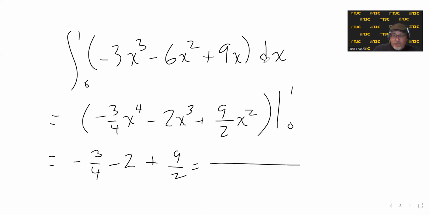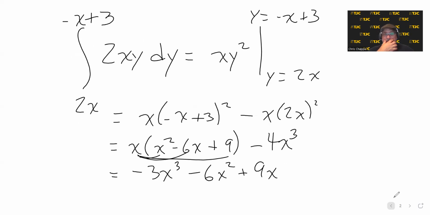The common denominator would be 4. We'd have negative 3 minus 8 plus 18. Let's see, 18 minus 8 is 10, and 10 minus 3 is 7, so we should get 7/4.